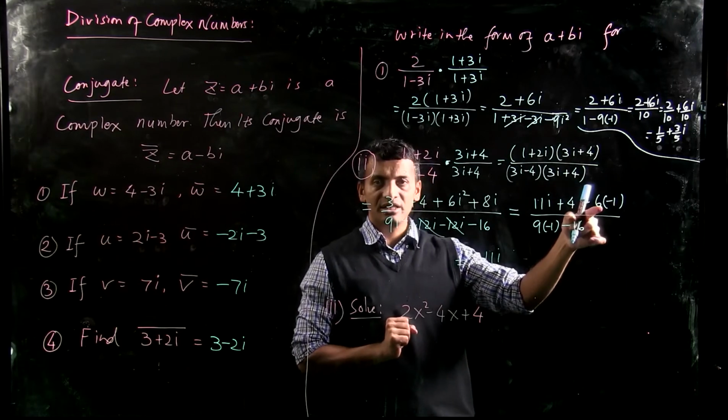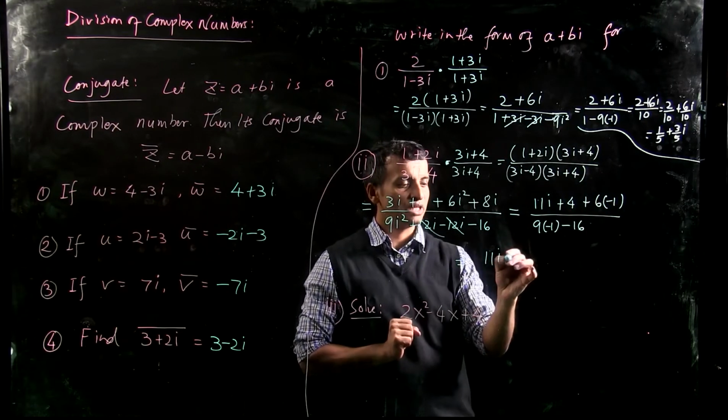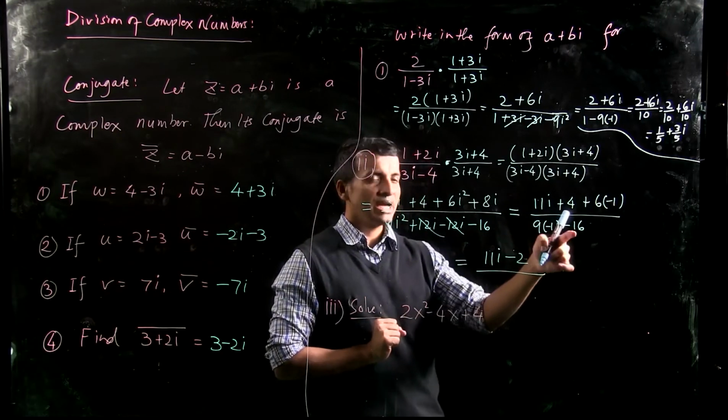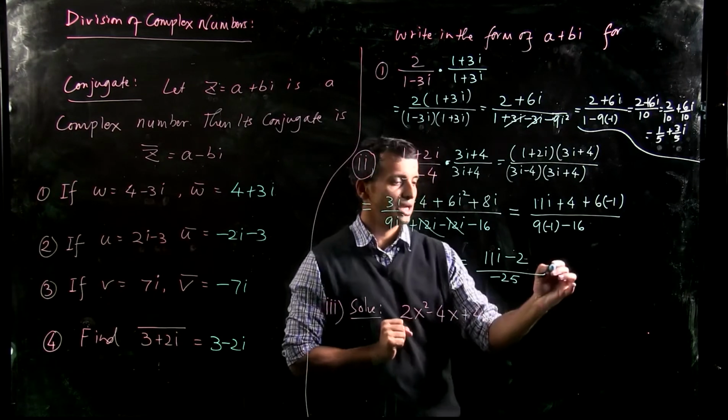plus 4, 6 times negative 1 will be negative 6. So 4 minus 6 will be negative 2. Divide by negative 9 minus 16, which will be negative 25. Do you see that?